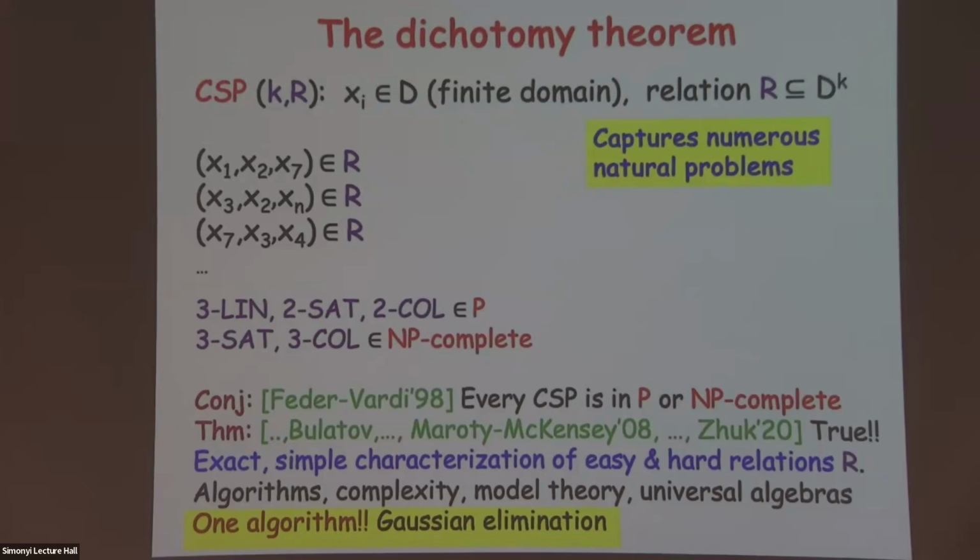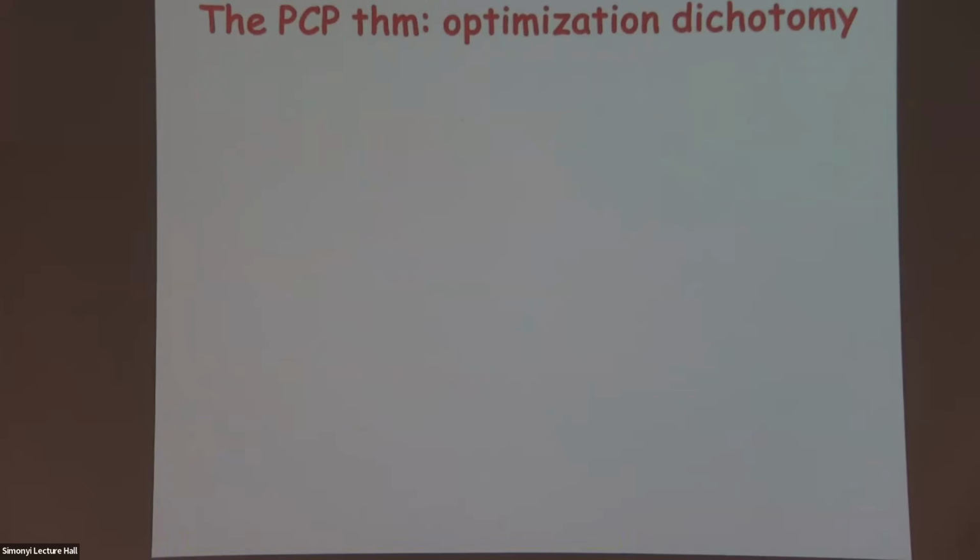And it's just something like Gaussian elimination. And if you don't see it, sometimes it's well hidden, there are really ways of simplifying this and getting it. So all the easy ones are solved by one algorithm. This is one dichotomy theorem, one big success of the field. There's another one which is even bigger, which is a dichotomy for optimization problems.